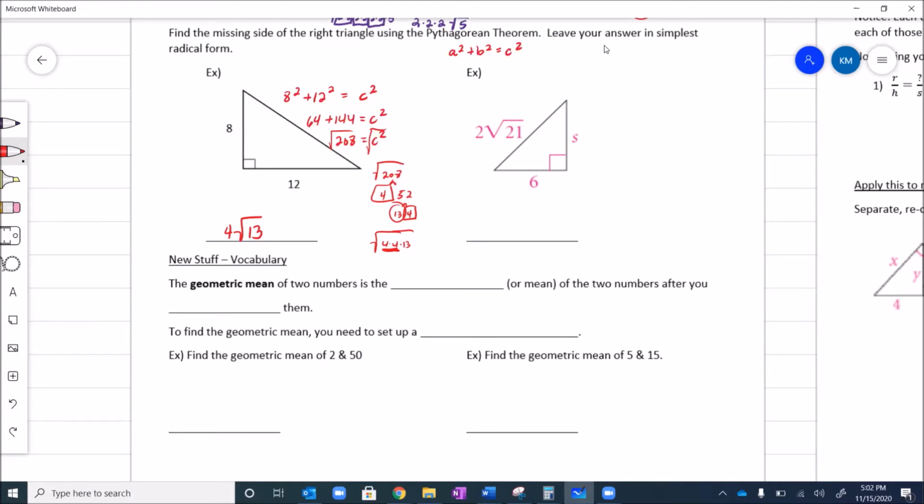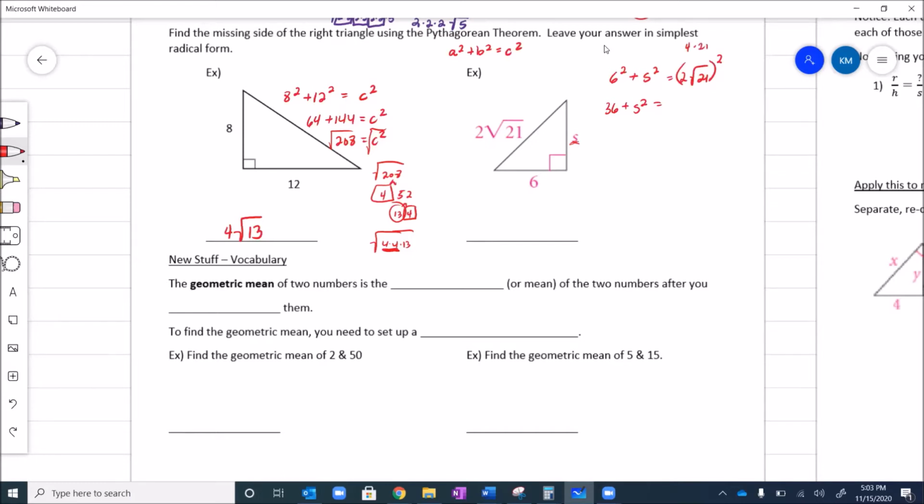All right, next example, we're trying to find this side s. Now, you should notice that, hey, we're given the hypotenuse here of 2 radical 21. So when we set this up, we'll still do a squared plus b squared equals c squared. But notice here that our unknown is on the left side, not on the right. Okay, so 6 squared, 36. 2 times 2 is 4. Radical 21 times radical 21 give us 21, right?